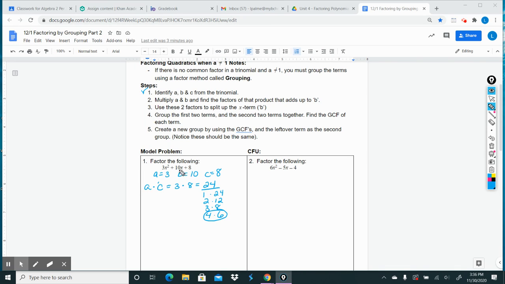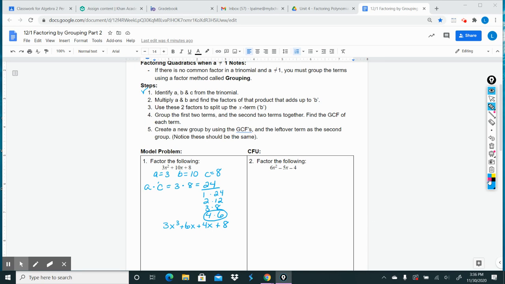So I'm going to rewrite b as the 2 factors split up with an x with them, because in order to add up to 10x, both 4 and 6 need to have x's with them. So I now get my new polynomial of 3x squared plus 6x plus 4x plus 8. I am in standard form and I have the larger factor first, smaller factor second.